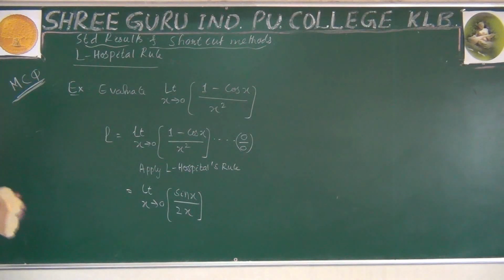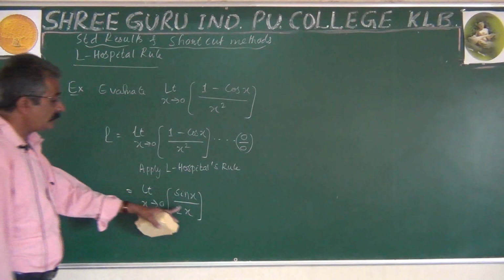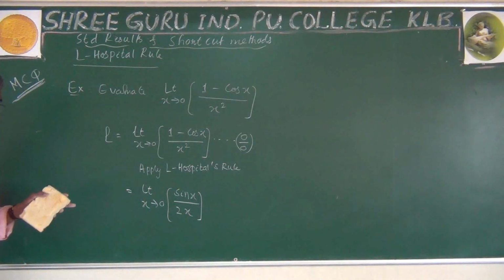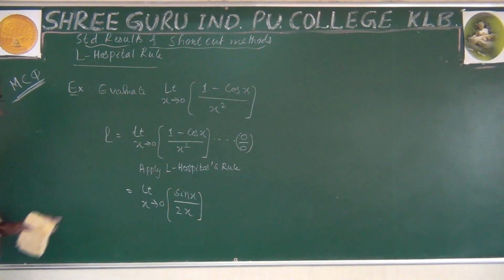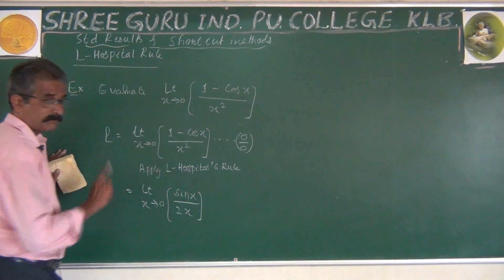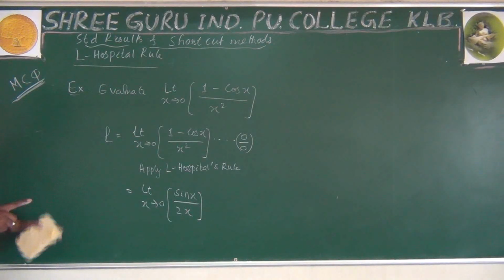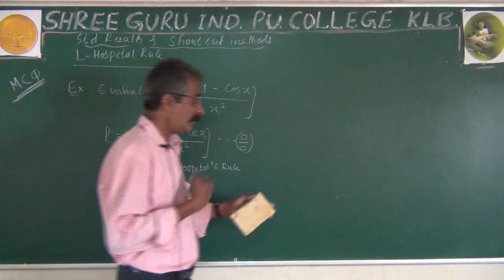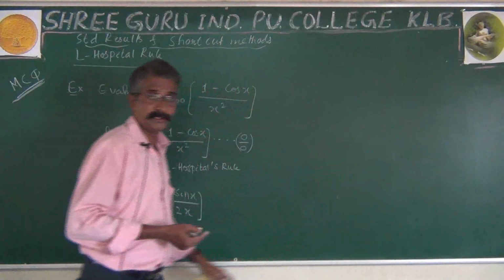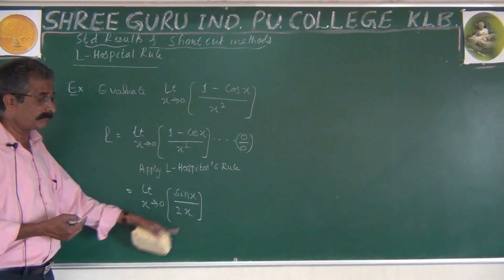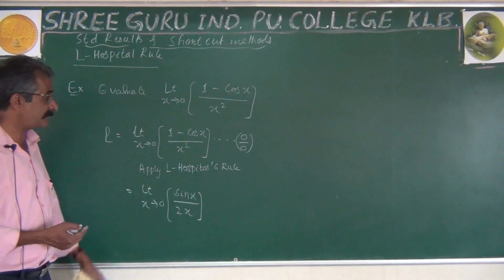Still it becomes 0 by 0 form, because sin 0 is 0 and x is 0. You can apply once again L'Hospital rule, or you can directly use the theorem also. What theorem? Limit of sin theta by theta is 1. Choice is yours. You can apply L'Hospital rule, or you can use the theorem, limit of sin theta by theta is 1, from our earlier first year standards.